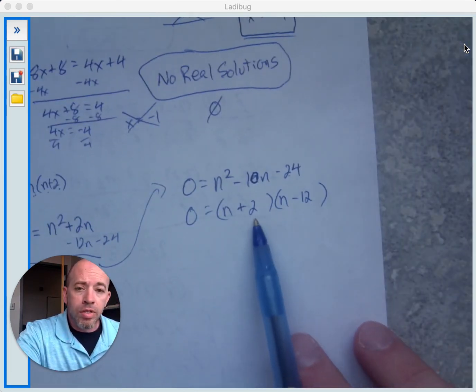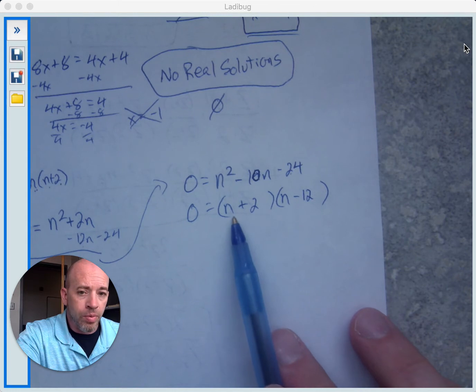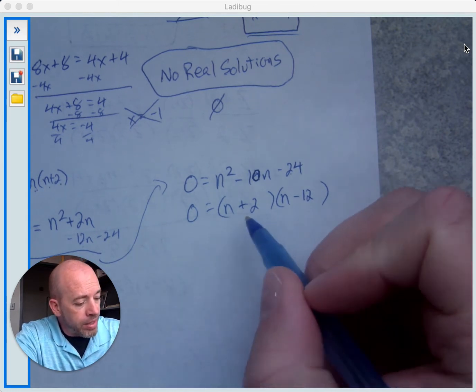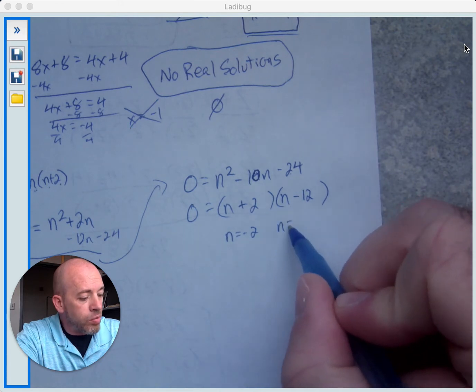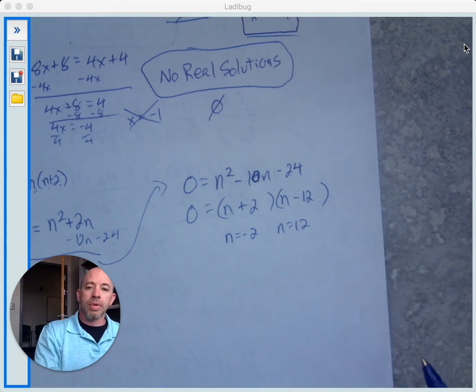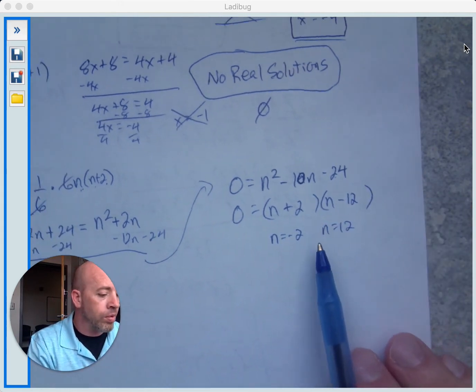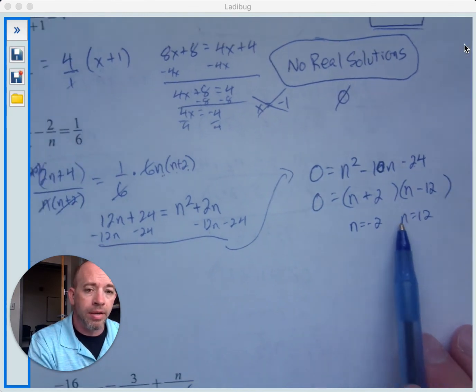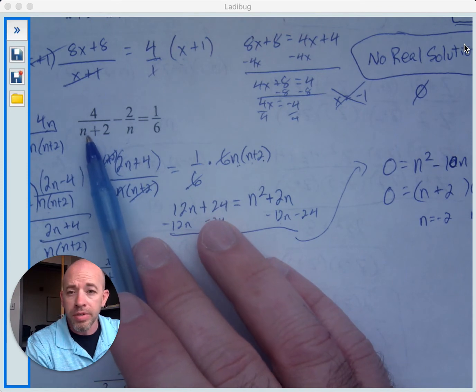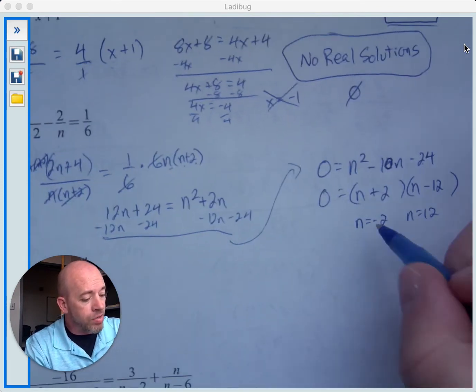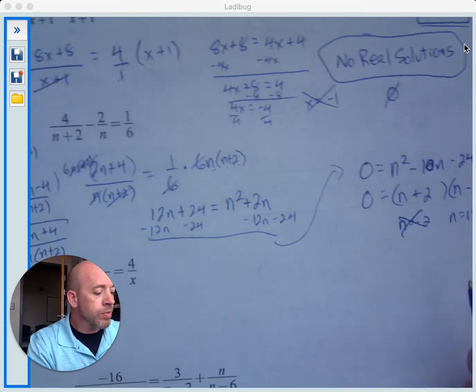So now let's see, what solutions do we have? So what makes this 0? This factor would need an n equals negative 2. This would need an n equals 12. We need to check to make sure both of those will not cause problems in the denominator. Negative 2, if we plug it into the original equation, oh, that's a problem because we divide by 0. That's an extraneous solution.